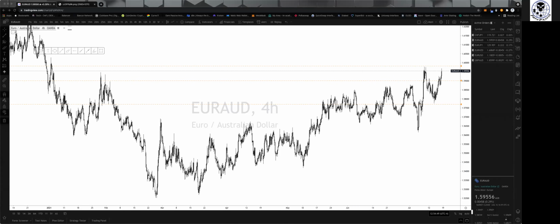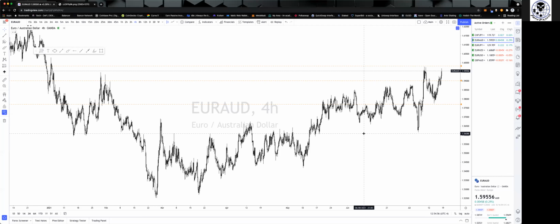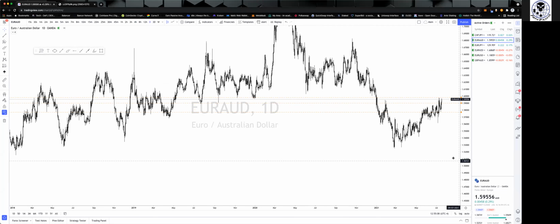So this is Euro Australian dollar. Actually, here, hold on. Let me get out of night mode. There we go. So this is Euro Australian dollar. And what I'm going to do is walk you guys through exactly how I saw it, what I wanted to see happen, and ultimately what gave me the confidence to take these trades.